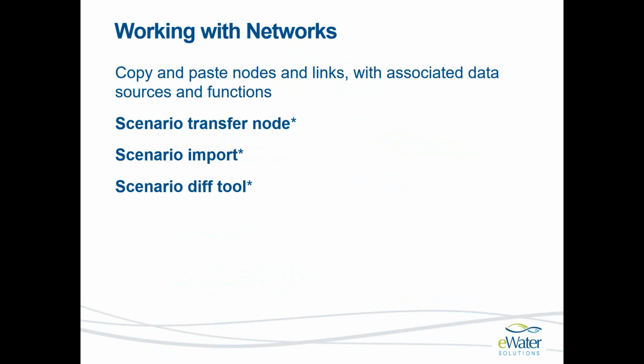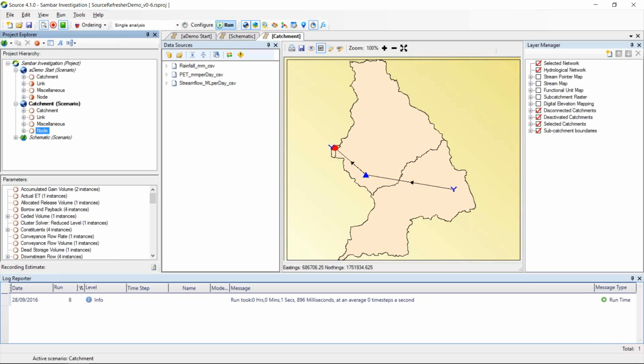Finally, we have lots of new tools for importing, manipulating, and configuring your networks. We can copy and paste nodes and links, and this will also copy and paste their associated data sources and functions. We have a new node called the scenario transfer node that enables you to dynamically link scenarios. We have a scenario import tool and also a scenario difference tool, so you can quickly identify the changes between two scenarios. So I'll stop the presentation there and demonstrate some of the features we've just talked about in a Source model.